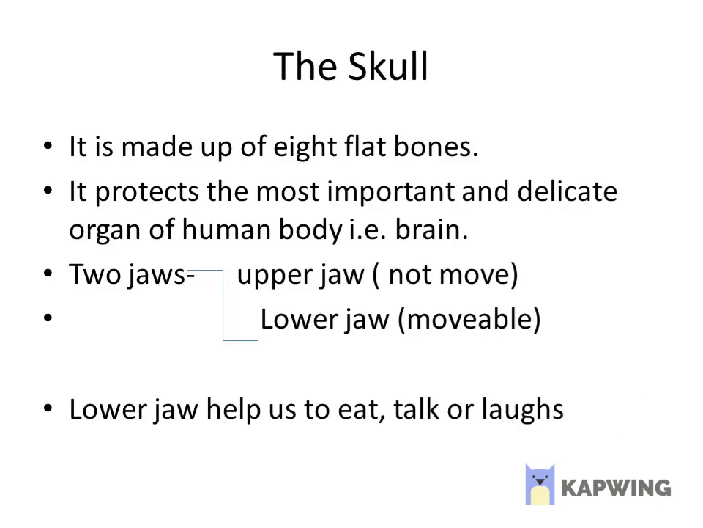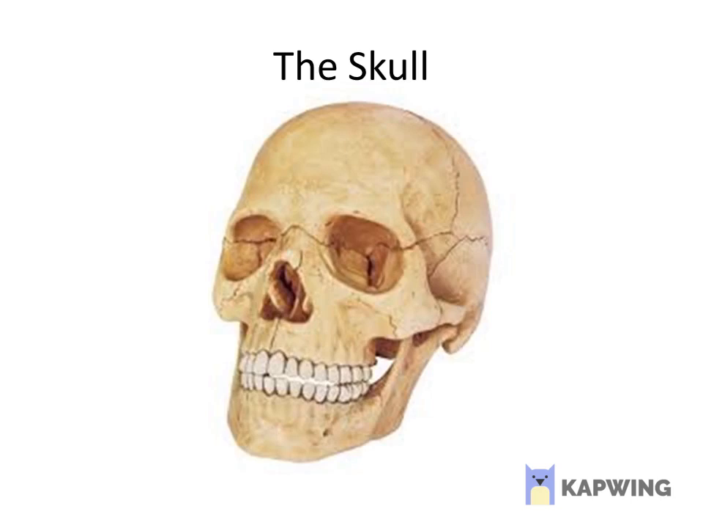Skull. The skull is made up of 8 flat bones. How many bones does the skull have? 8 flat bones. It protects the most important and delicate organ of the human body, that is the brain. It has two jaws, an upper jaw and a lower jaw. The upper jaw is not movable and the lower jaw is movable. As the lower jaw is movable, it helps us to eat, talk and laugh. Clear? Now, a diagram of the skull is shown here.